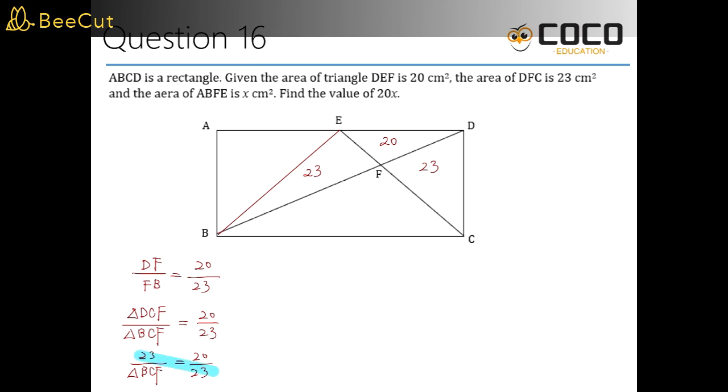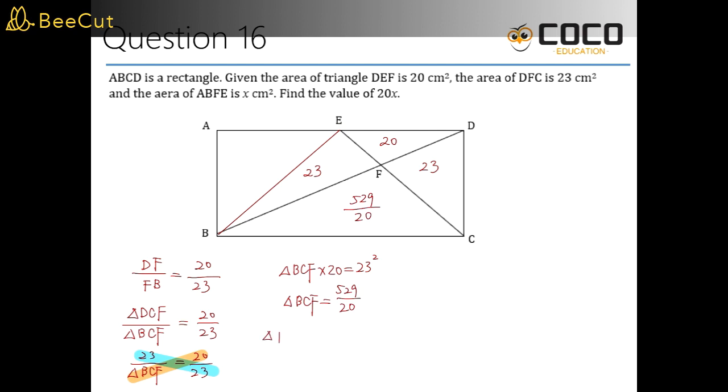So we do the cross multiplication. The area of triangle BCF times 20 equals 23 squared. So triangle BCF is 23 squared, which is 529. So 529 over 20. Let's just keep it as 529 over 20 first.